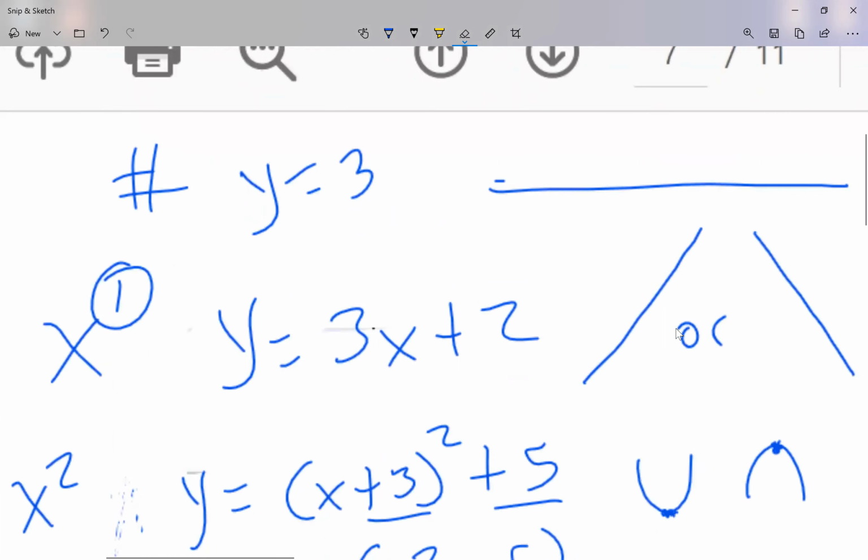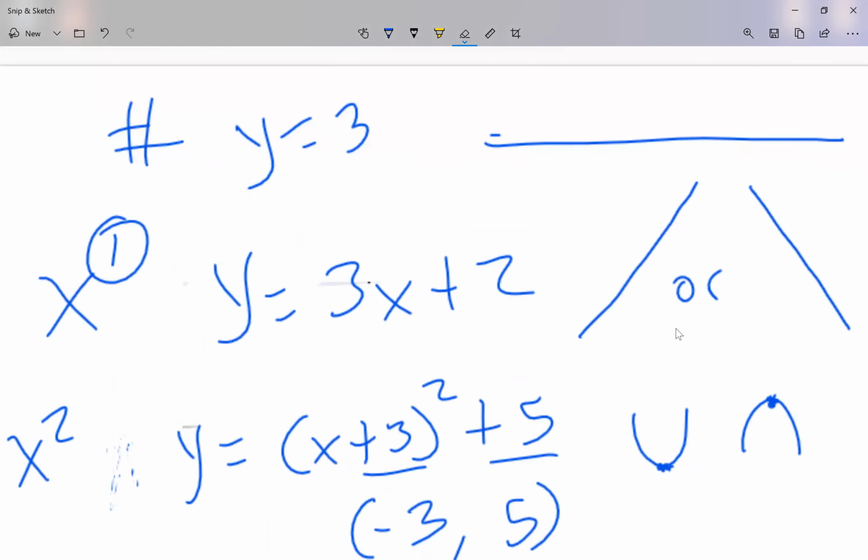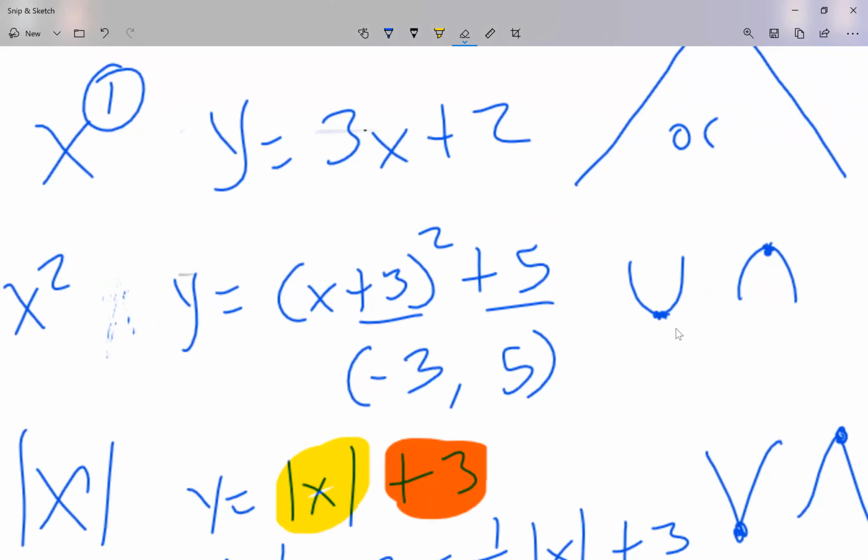When my highest exponent is 1, as an example, y equals 3x plus 2, I get a line either going up or going down. When my highest exponent is 2, as an example, (x plus 3) squared plus 5, I get a U shape, either open up or open down. And my vertex is (-3, 5). My vertex sometimes might be part of the graph or sometimes it might not.